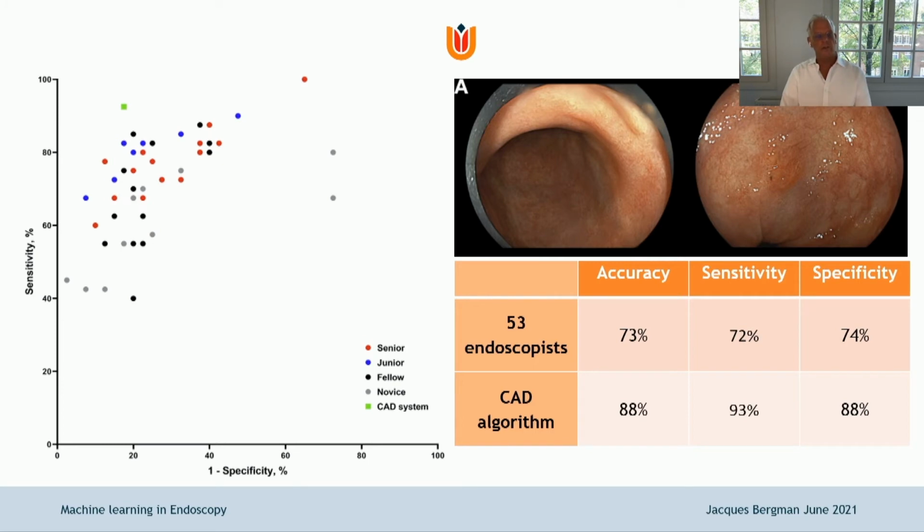And if we look at this ROC plot, in which we project sensitivity on the vertical axis and 1 minus the specificity on the horizontal axis, the algorithm is here. And here's the performance of the 53 endoscopists. The closer you are to this spot, which is the perfect test, the better your performance is. And you can clearly see that the algorithm outperformed all 53 endoscopists.